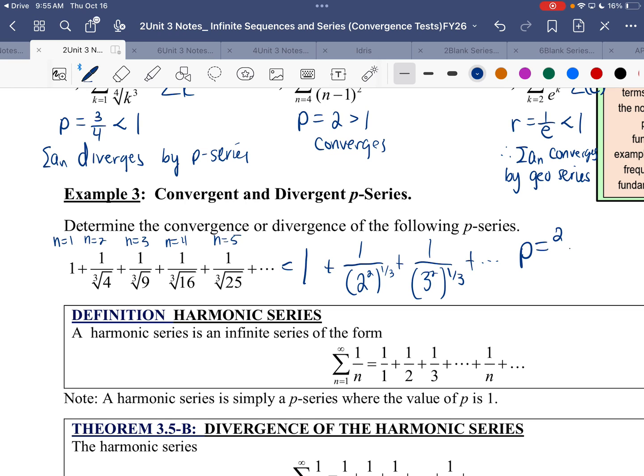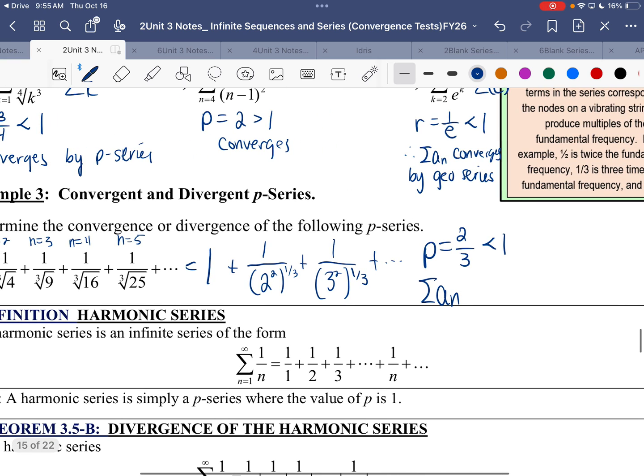2/3. 2/3, smaller than 1, and it's a P series, not a geometric series. So we got small p. What is this going to do? Not reject, that's not the word I'm looking for. Diverge.